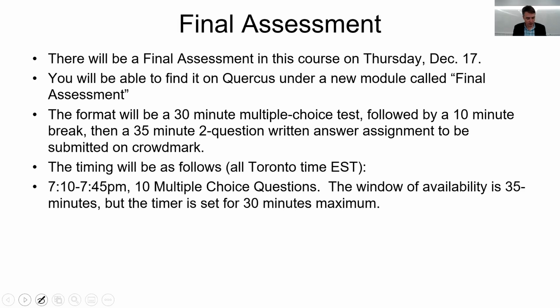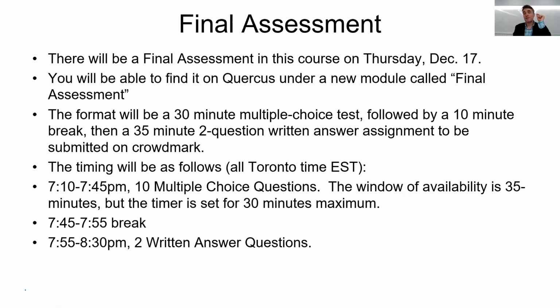The timing will be as follows. Again, all on Eastern Standard Time, Toronto, 7:10 to 7:45. Now that's a 35-minute window, but you only get 30 minutes within that window to actually do the test. Once you start, you get only 30 minutes. So really it's 7:10 to 7:40 if you start on time. There are 10 multiple choice questions, then that break. At 7:55, you'll see CrowdMark suddenly pop up, and you get until 8:30 to write it out, take images, and submit them. You can do it.